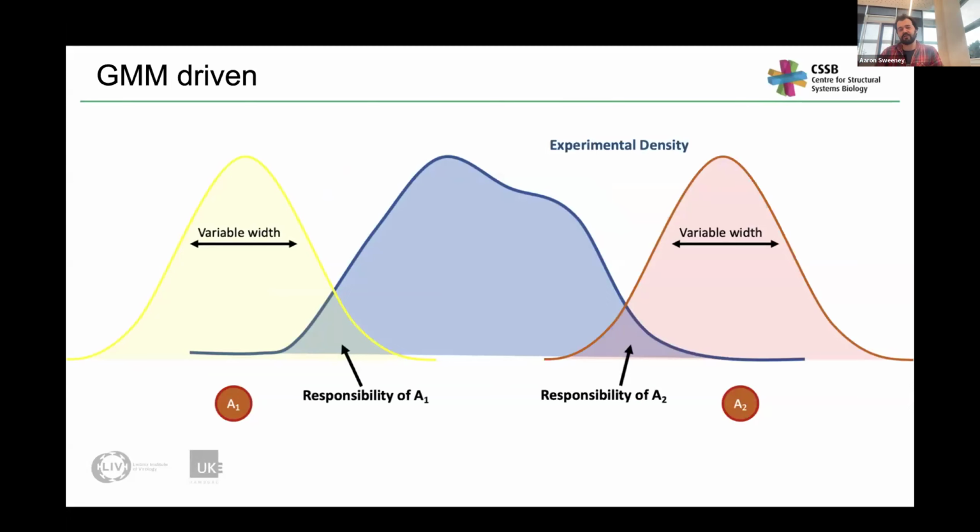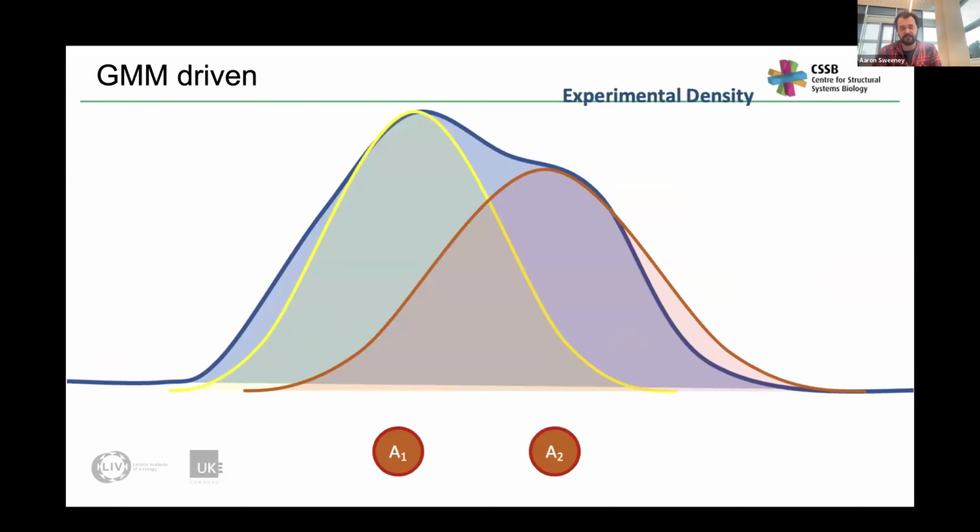And the GMM approach in TEMPy-ReFF is essentially the same, but these Gaussians have variable widths. So that means we adjust the position of the Gaussians, but also their widths. And by doing so, we're approximating the local resolution differences throughout the map.